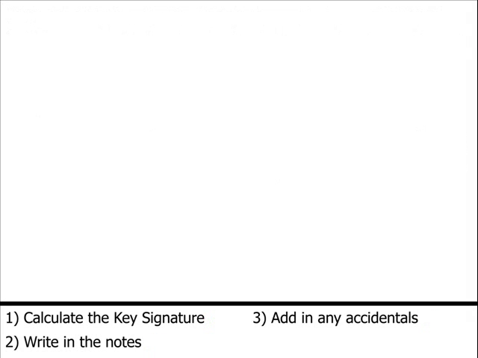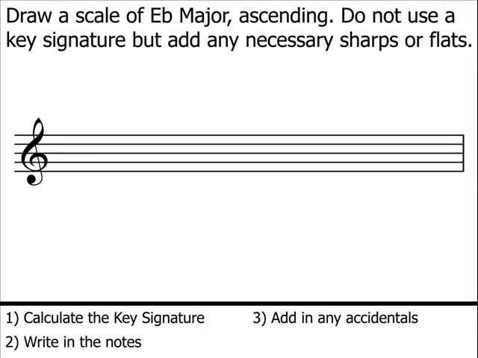Let's try a slightly trickier question. Draw a scale of E flat major ascending. Do not use a key signature, but add any necessary sharps or flats. So, once again, we have a question where no key signature is required. Nonetheless, we follow our usual steps.